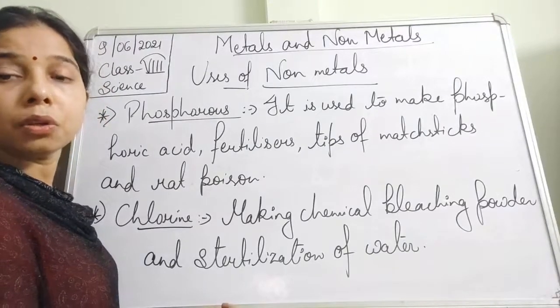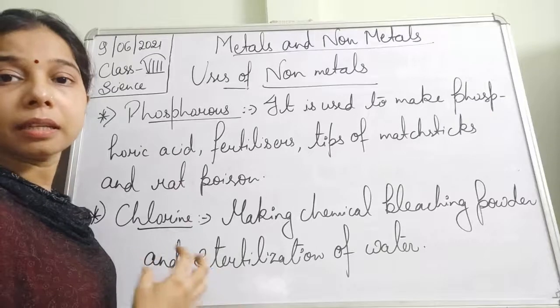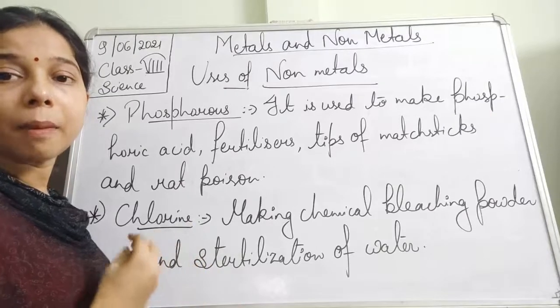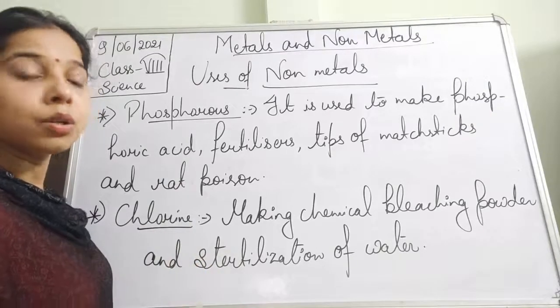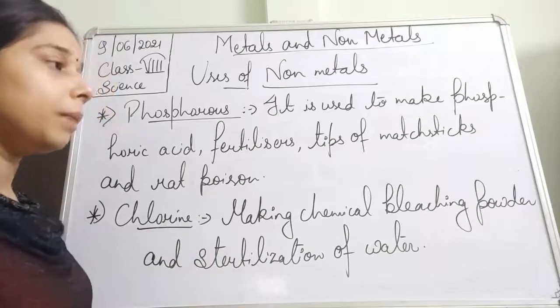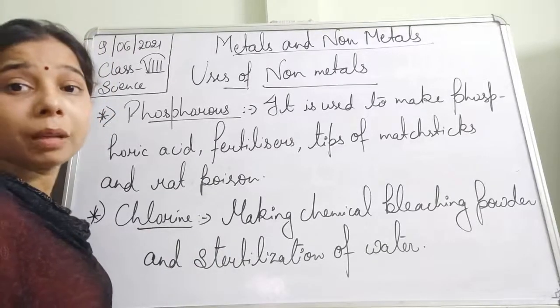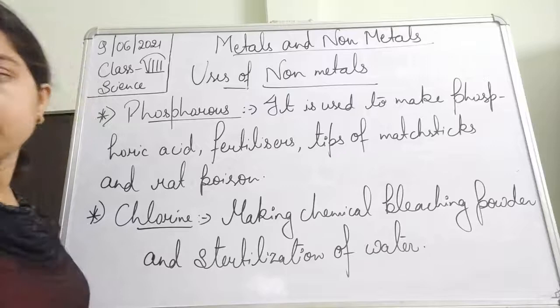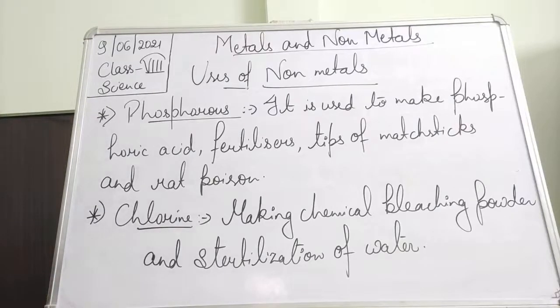Okay, so chlorine is used in clearing the water. It helps in killing the bacteria which is present in it. So it is used in making the bleaching powder, that will also help in the chlorination of the water. Next one is iodine.